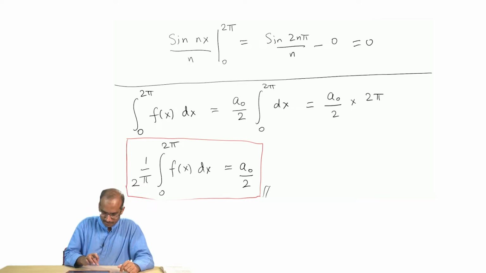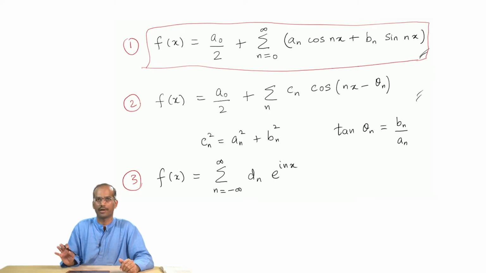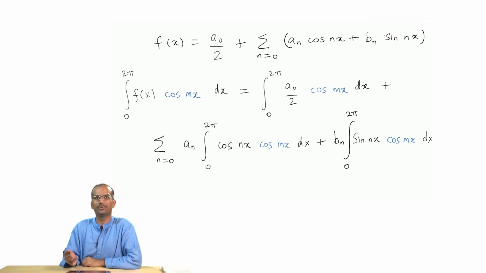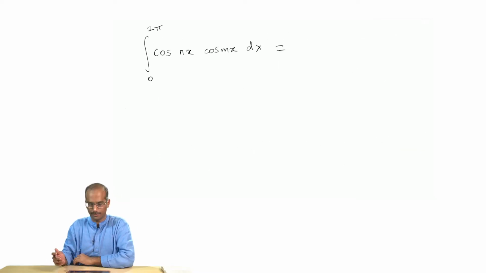Now, let us find out the other two unknowns, which are the an's and bn's. What I have done is to simply multiply by cos mx throughout the equation and integrate over 0 to 2 pi. So, a0 by 2 can be taken outside the integral, and the integral of 0 to 2 pi cos mx dx will give you 0. This is something that we just saw, hence this term will go to 0. n and m are integers, we should keep that in mind.